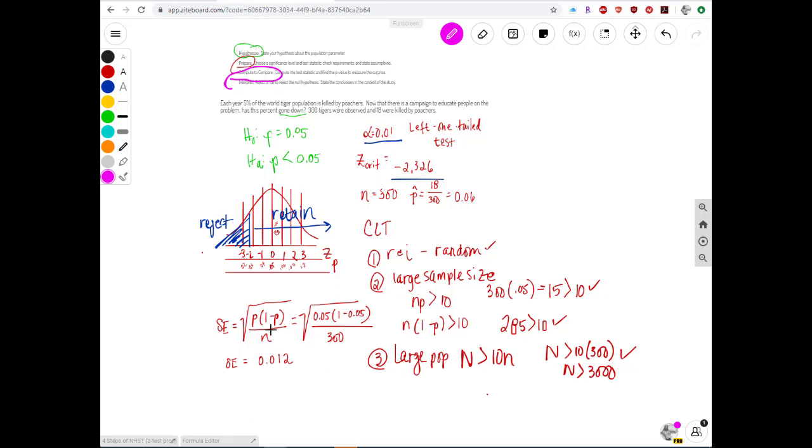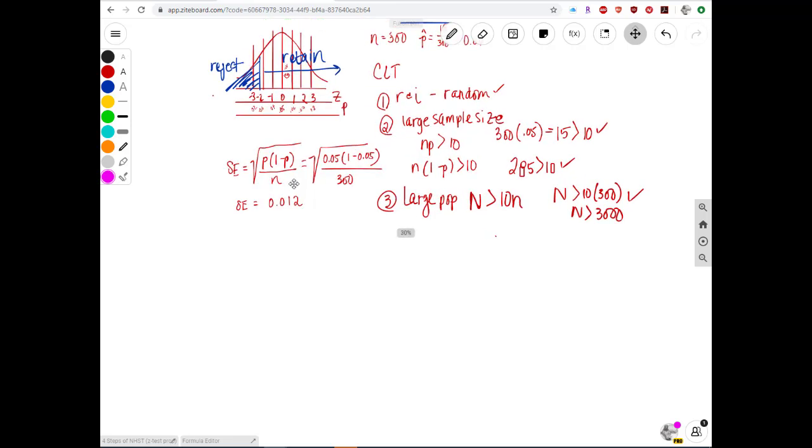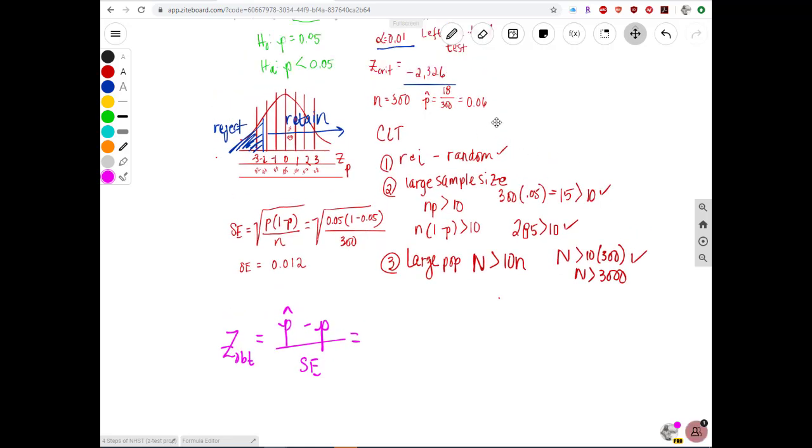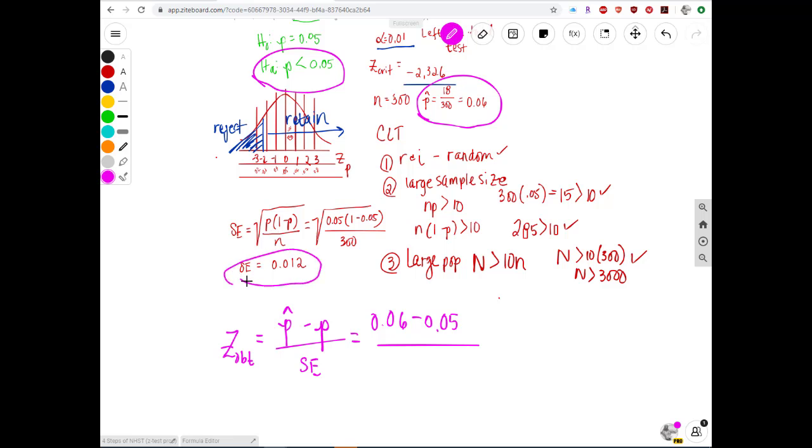So compute and compare has me calculate my Z obtained. So my Z obtained is going to be calculated using p hat minus p divided by SE. So my p hat, as we had up here, I'll scooch this down, my p hat that I had up here was 0.06. And my p I had from here, that's 0.05. And my standard error I had from right here, and that would be 0.012.